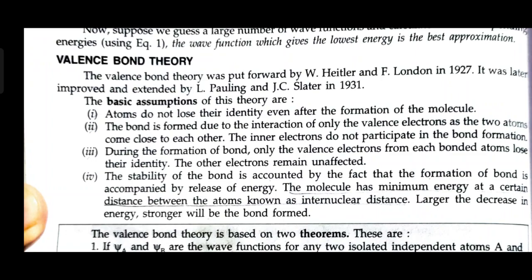The inner electrons do not participate in the bond formation. Third, during the formation of bond, only the valence electrons from each bonded atom lose their identity. The other electrons remain unaffected. The stability of the bond is accounted for by the fact that the formation of bond is accompanied by release of energy. The molecule has minimum energy at a certain distance between the atoms, known as internuclear distance. Larger the decrease in energy, stronger will be the bond formed.